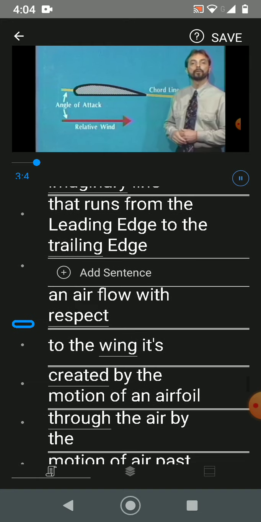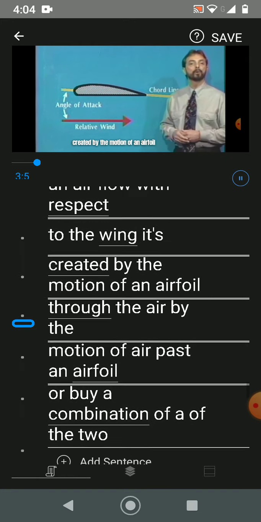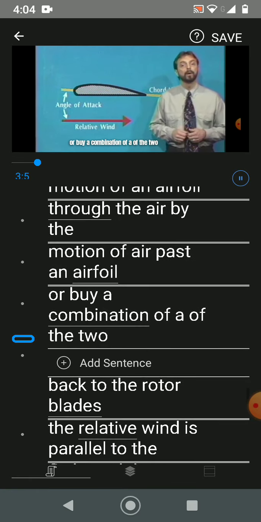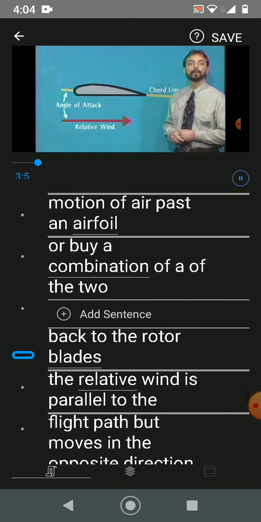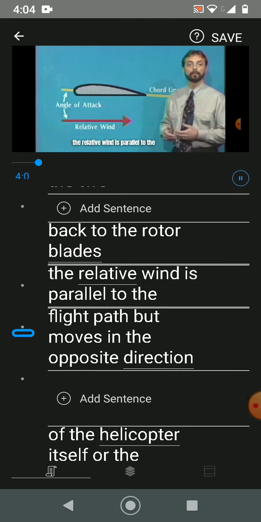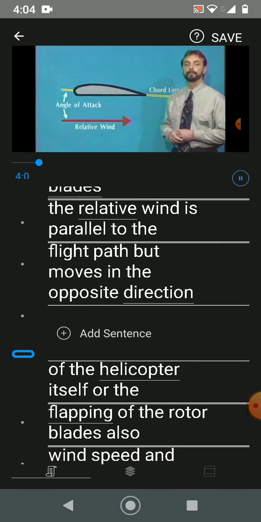Relative wind is the direction of airflow with respect to the wing. It's created by the motion of an airfoil through the air, by the motion of air past an airfoil, or by a combination of the two. For a helicopter, the relative wind is the flow of air with respect to the rotor blades. The relative wind is parallel to the flight path, but moves in the opposite direction.